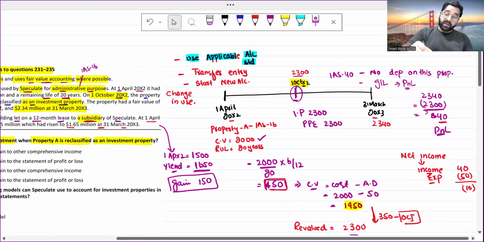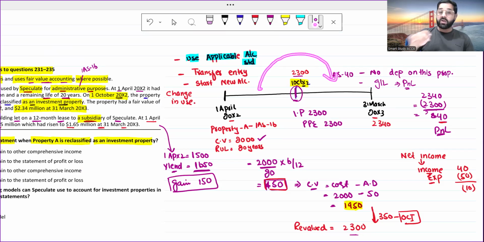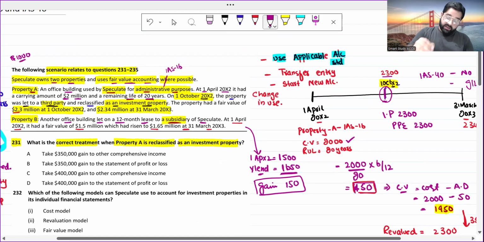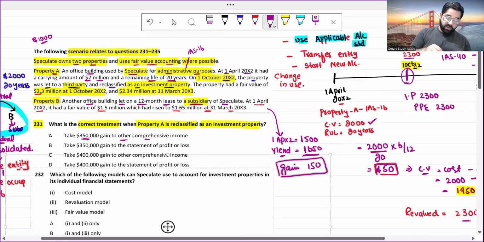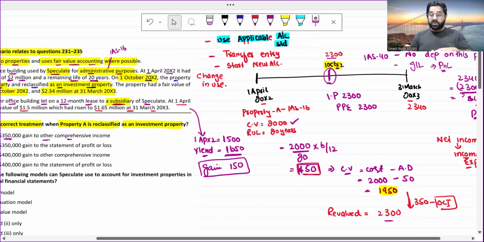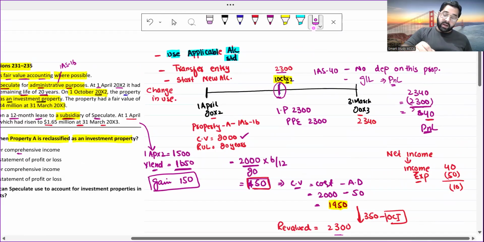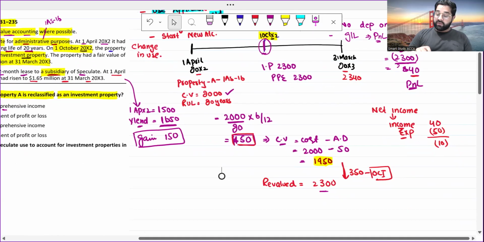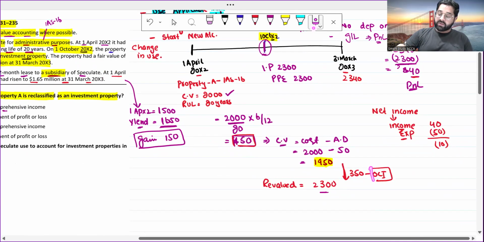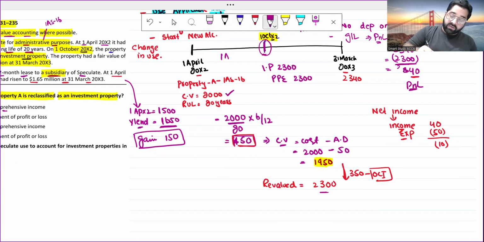What will be the correct accounting treatment when we are transferring a property from IAS 16 to IAS 40? So option A is take the $350,000 gain to other comprehensive income. So it's the correct option. Why? Because I have already told you that when we are applying the old accounting standard, if any gain or loss arises, it will be transferred to OCI, because the old accounting standard is IAS 16, and we are transferring a property from IAS 16 to IAS 40.